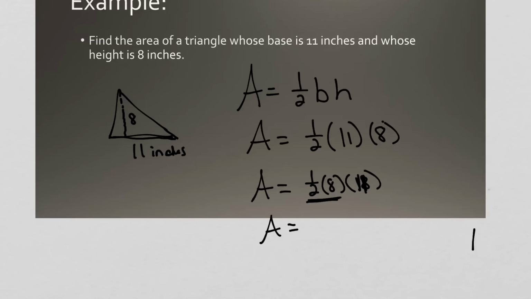So half of 8 is 4. 4 times 11 is 44. And don't forget, we found area, so this would be square inches.